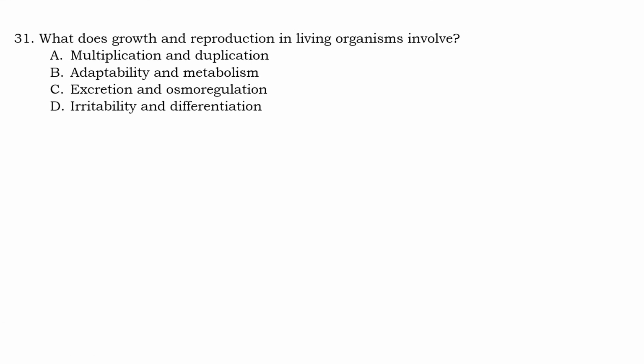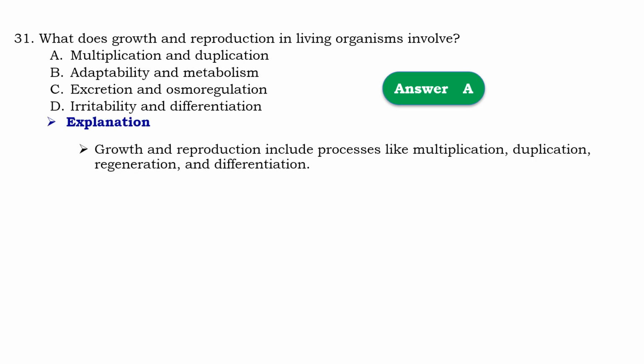Question number 31. What does growth and reproduction in living organisms involve? ህይወት ያላቸው ነገሮች ውስጥ ግሮዝ እና እድገትና ማራባትን ኢንቮልቭ የሚያደርጉ ከመከታተሎች የትኛው ነው ይላል so that should be A. Multiplication and duplication. Means that growth and reproduction include the process like multiplication, duplication, regeneration and differentiation.